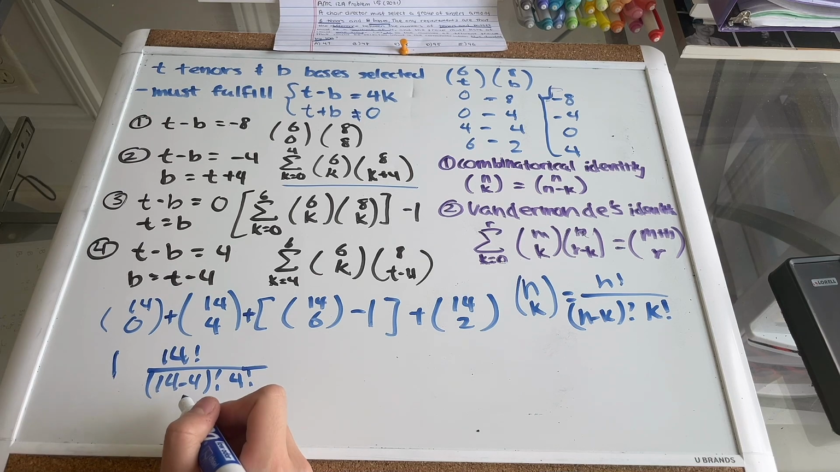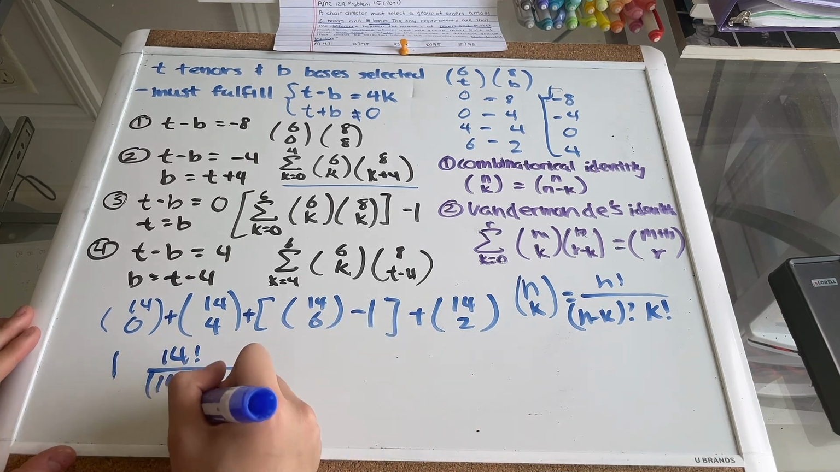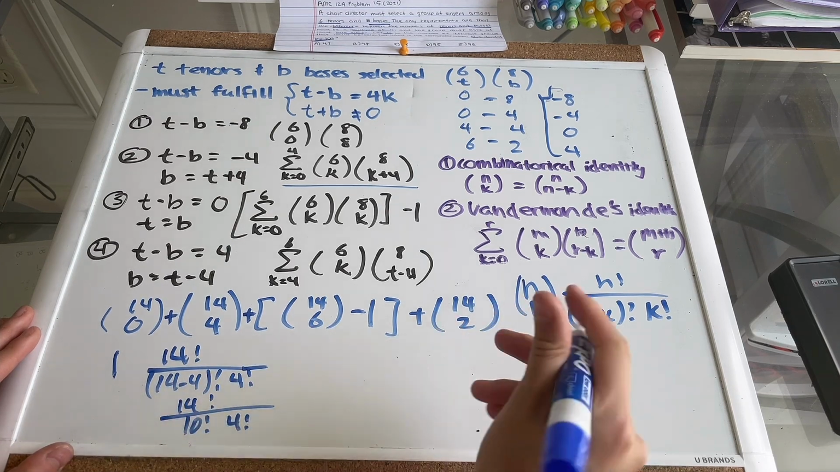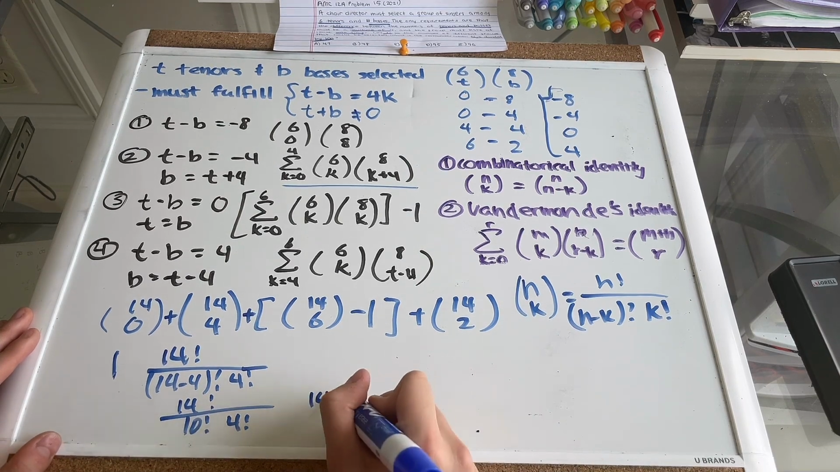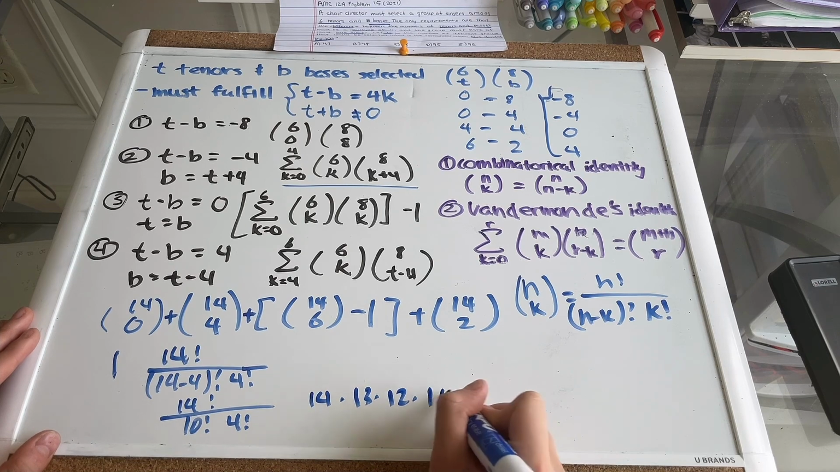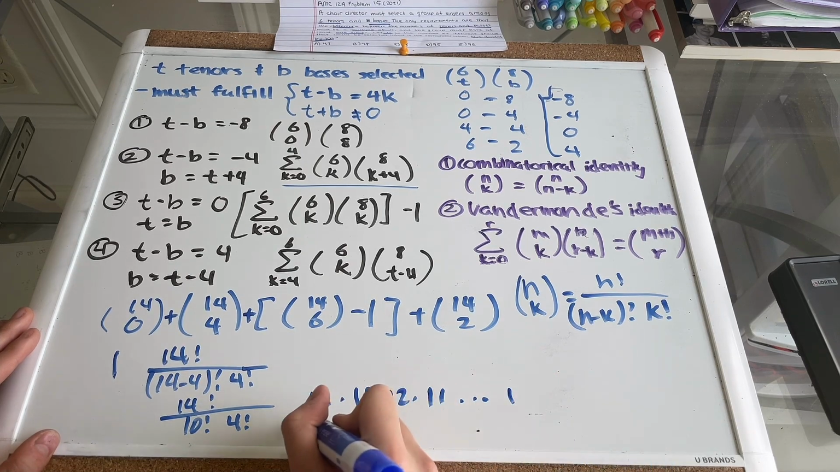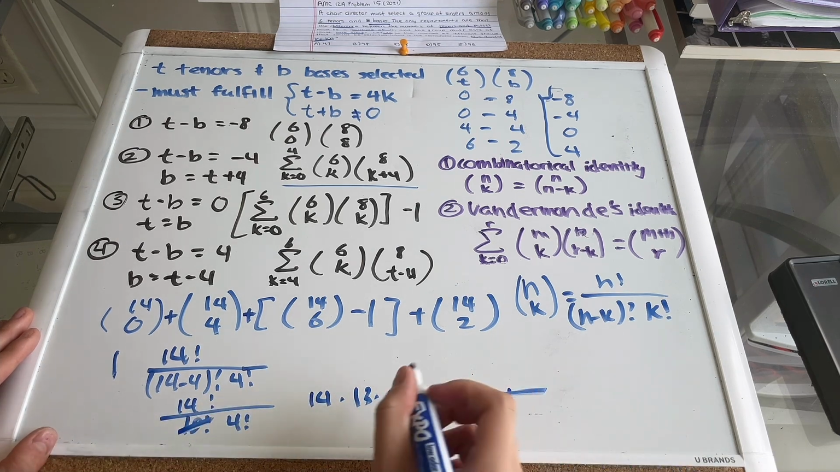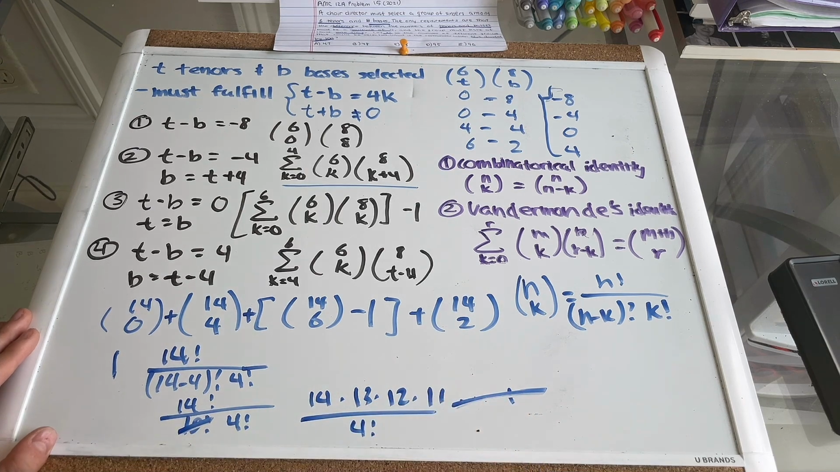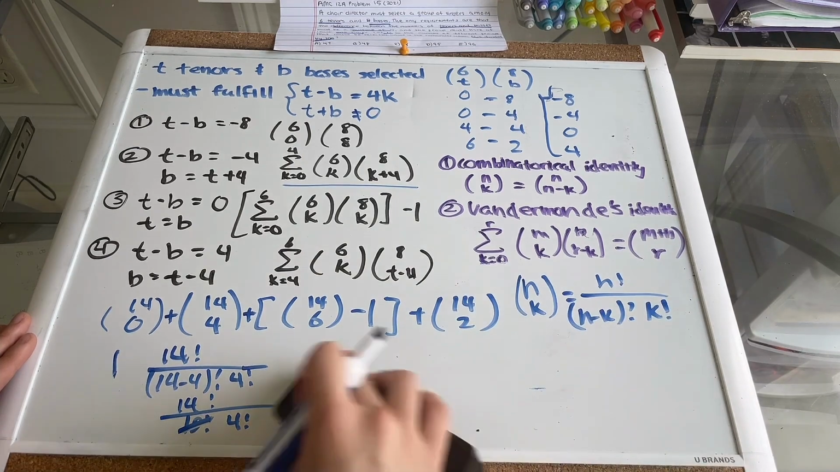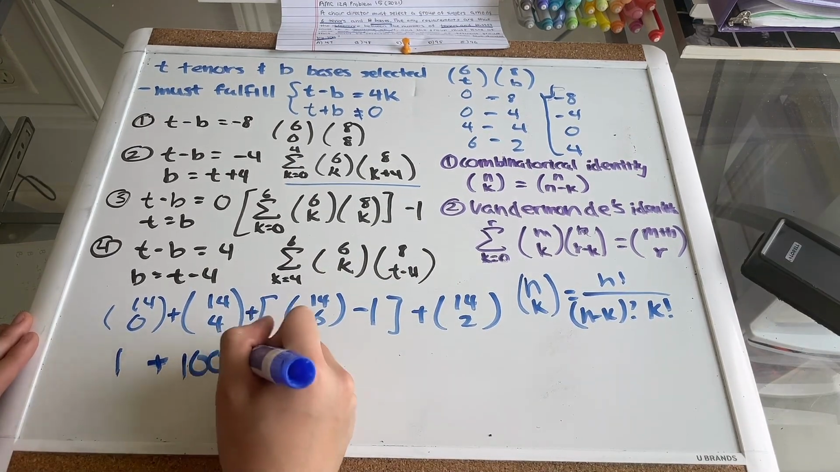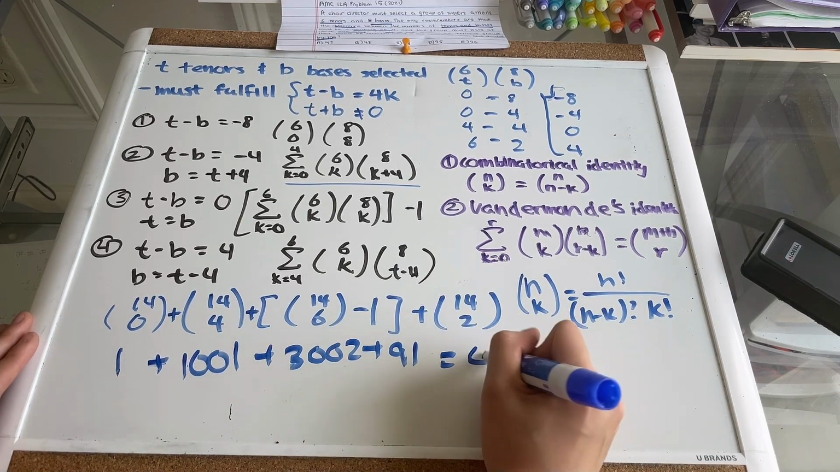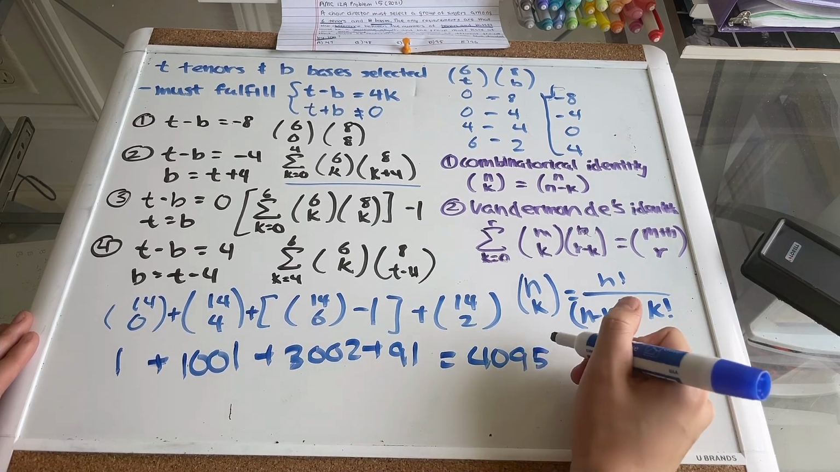And since 14 minus 4 is 10, this would basically equal 14 factorial over 10 factorial times 4 factorial. Well, we know that 14 factorial is 14 times 13 times 12 times 11 all the way down to 1. And we can see that 10 factorial is from 10 to 1. So basically this would cancel out with the rest of this, and then it would just leave us with this over 4 factorial. And then we would simplify, and then it would get us 1001. And then we do the same with the rest. And then we add them all together for 4095.